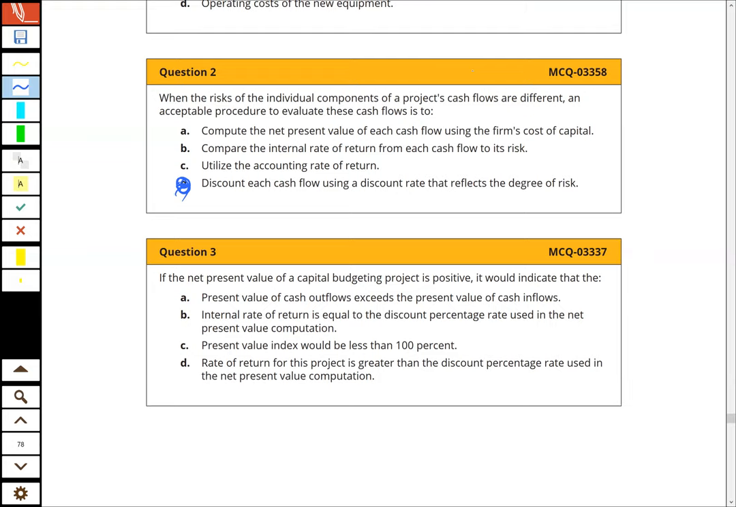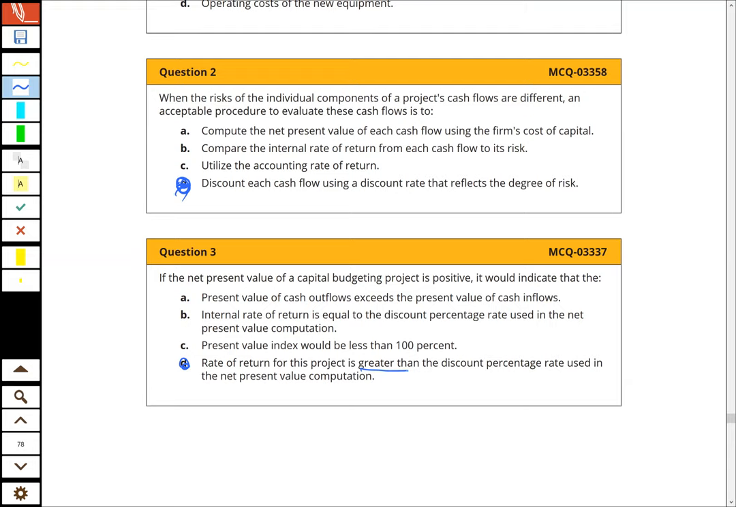And we can see that if the net present value is positive, it indicates that the rate of return for the project is greater. Now, if it was zero, which almost never happens, only in textbooks, that means the rate of return is equal to the discount rate. But if it's positive, that means we're getting a return that is greater than the discount rate.